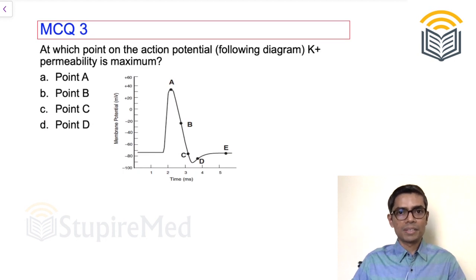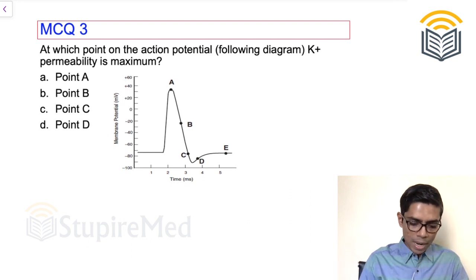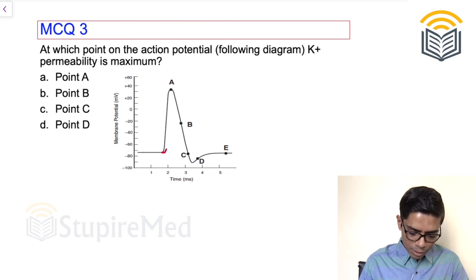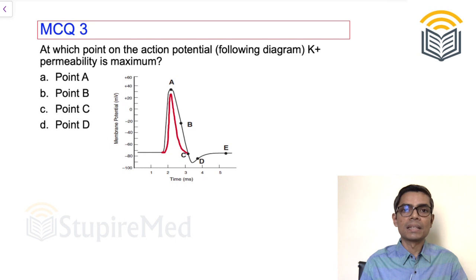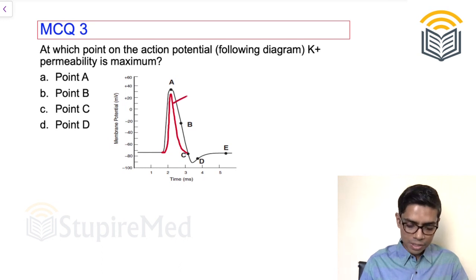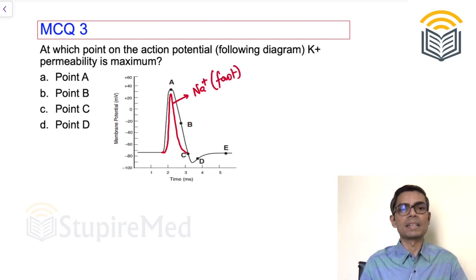Now question number 3. At which point of the action potential is potassium permeability maximum? Now this is a simple question. If you look at the permeability curve of sodium, it will look like this. Sodium permeability peaks with the peak of the action potential and rapidly decreases because the sodium channel is a very fast channel. So this red colored curve is the sodium permeability curve. Why is it looking like this? Because the channel is a fast channel.